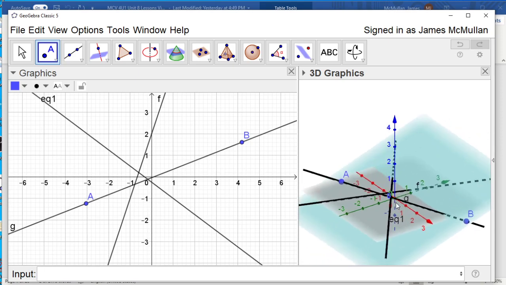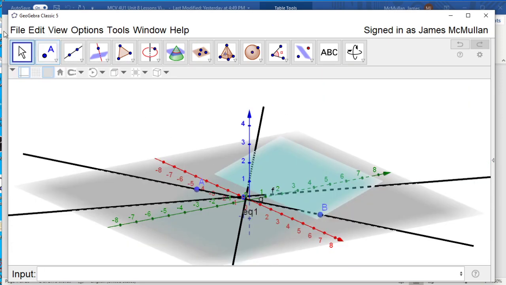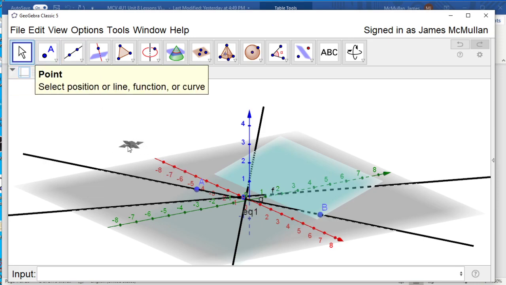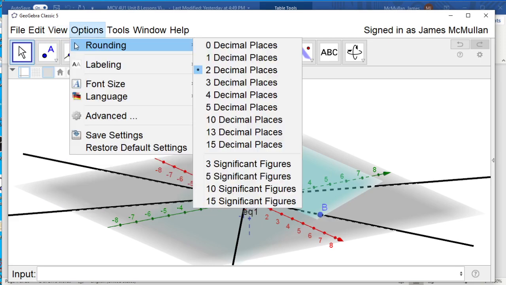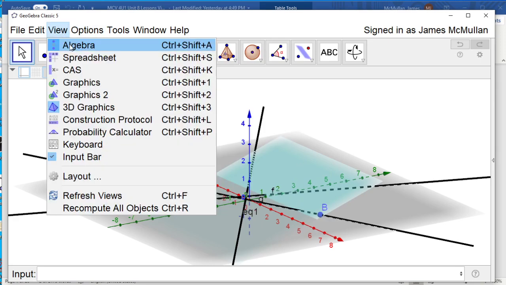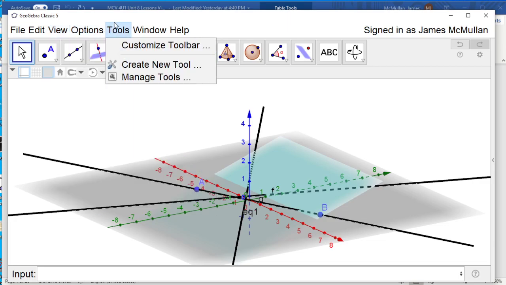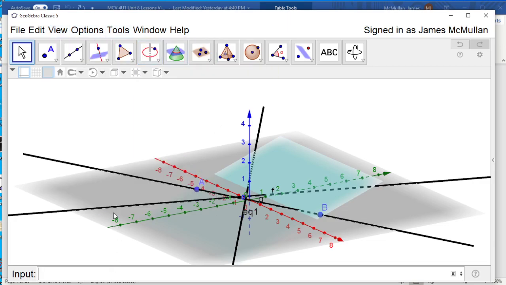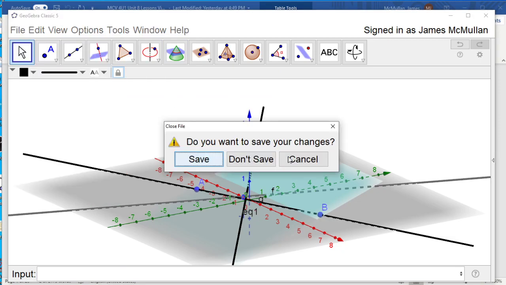So let me get rid of this for a sec. Let's delete all of this stuff so it's not so confusing. Okay. I'll just make a new one.